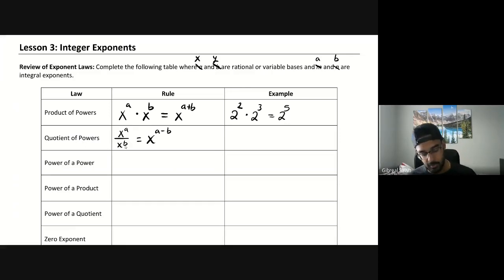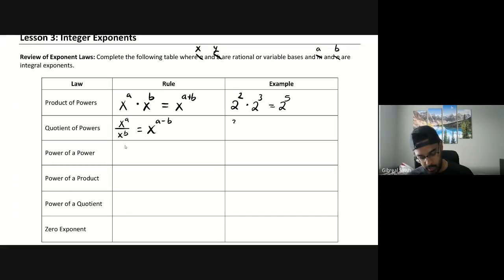And again, if you need an example to illustrate that, let's do 3 to the power of 5 over 3 to the power of 2. That resulting quotient will be 3 to the power of 3, subtracting those powers. Okay, moving on, power of a power is going to be our third one.